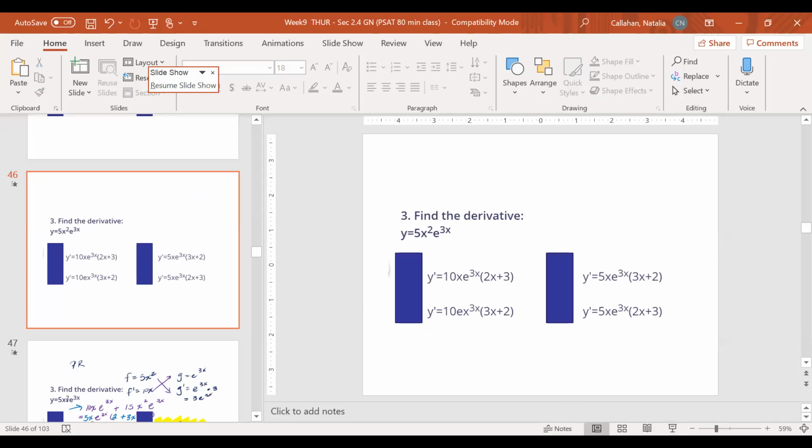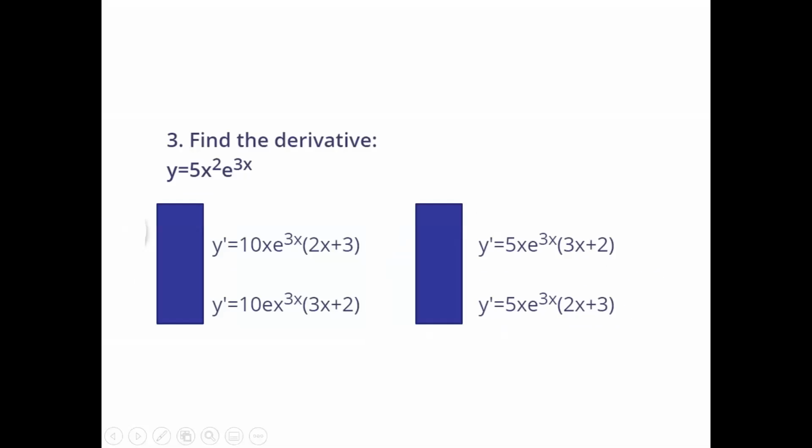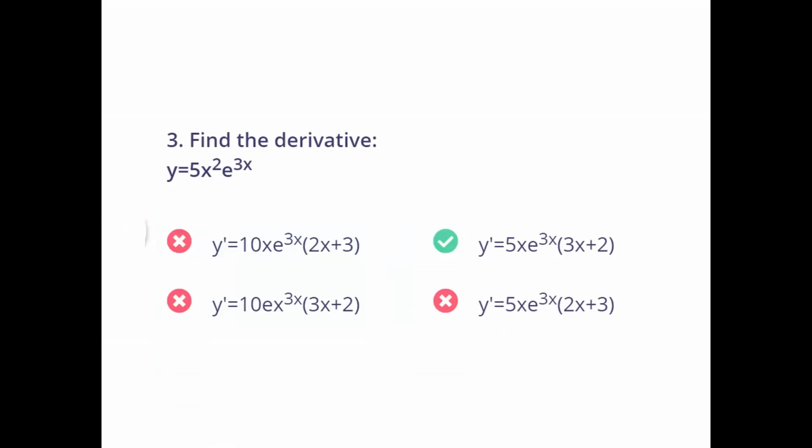Okay, I think we're good now. All right, cool. So looking at this right here, you're going to ask yourself, what does this remind me of? Well, you know you're going to use the e, but then at the same time, you're going to have to use the product rule.